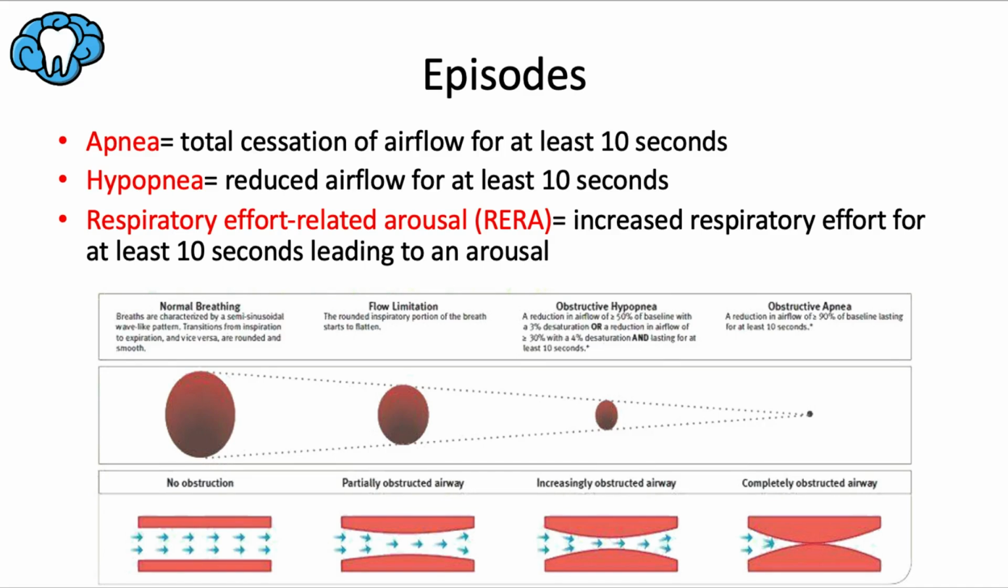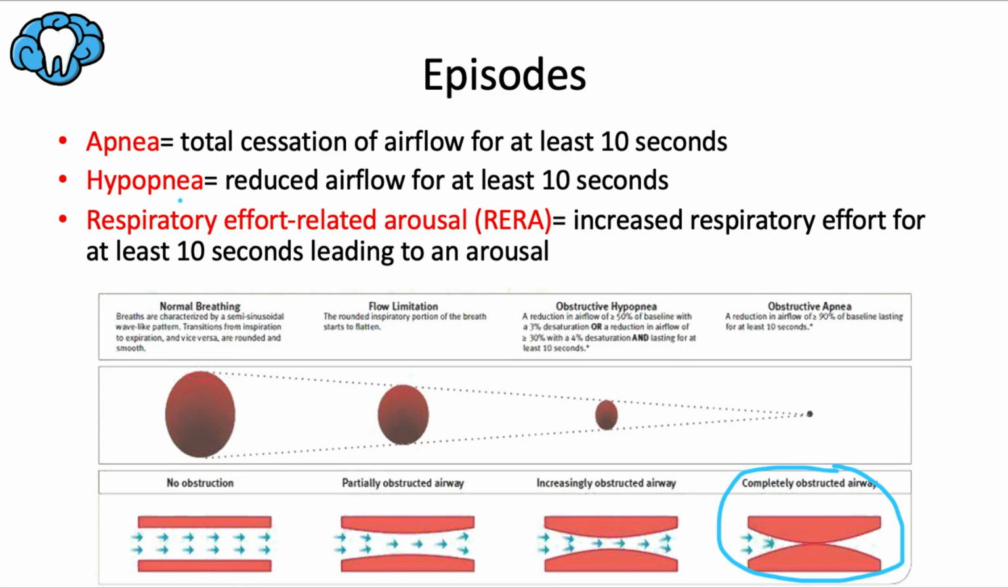So let's clear up some definitions here regarding apneic episodes. So an apnea, the term itself refers to a total cessation of airflow for at least 10 seconds. So this is an absolute pause in breathing, a complete obstruction of the airway. So that would be shown here. This is an apnea episode.